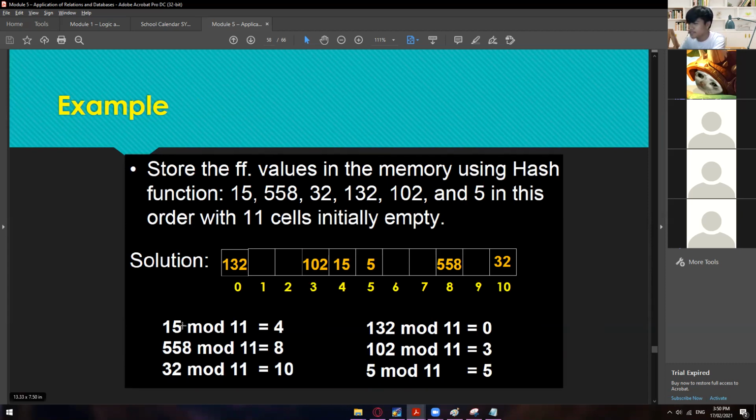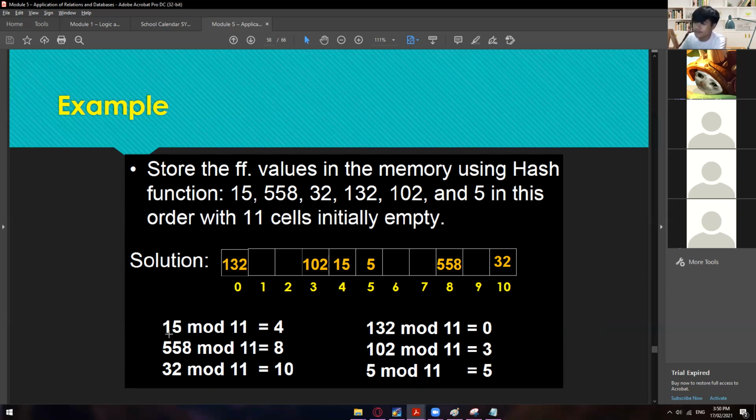So we have here the solutions. These are your cells: 1, 2, 3, 4, 5, 6, 7, 8, 9, 10, up to 11. All right, so I missed one box. Anyway, this is the solution on how you will put those data on each cell.